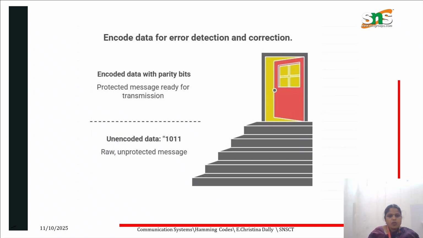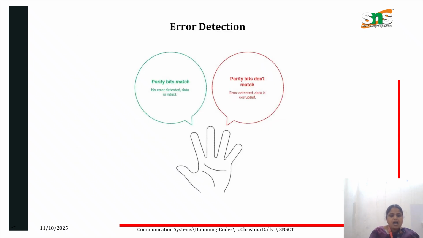Here we are encoding the data for error detection and correction. What is the purpose of the data encoded with parity bits? The message will be protected and ready for transmission. The next one: suppose there is uncoded data, for example 1011, it will be an unprotected message, in the form of a raw message.